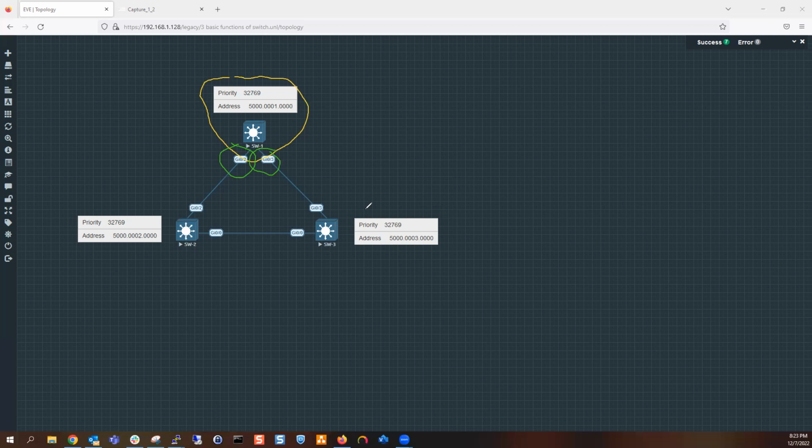Another election process happens between the non-root bridges, and let's give that the color blue. With the non-root switches, it's going to do an election process, asking from each switch who has the shortest path to the root. Switch 2 is going to communicate with switch 3 and try to decide who has the shortest path to the root, based on its own ports.